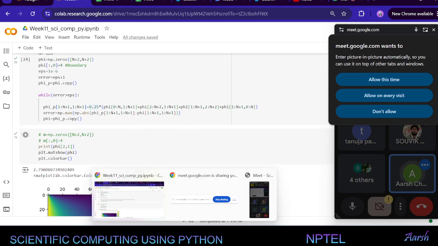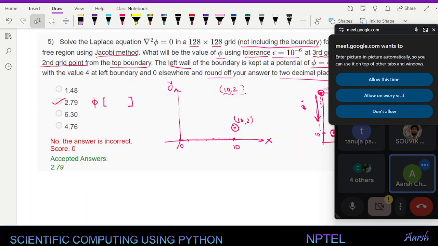2 comma 1. So if we use 2 comma 1, we get this, with the boundary condition of nothing comma 0 being the left one is 4. Okay.